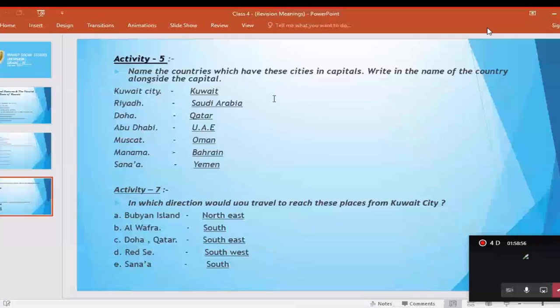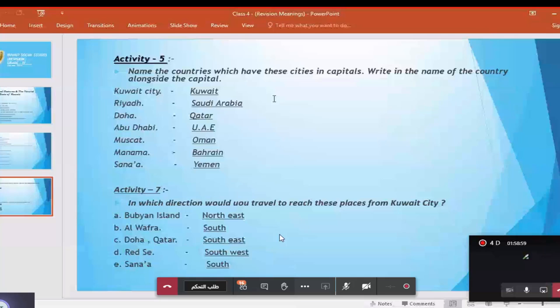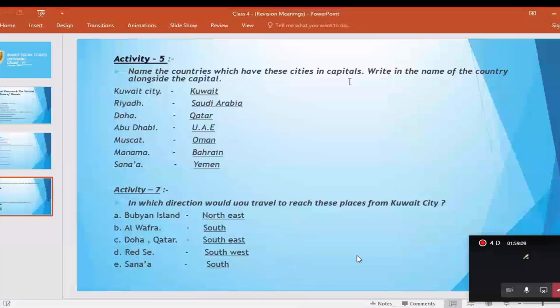Now, activity number 5. Name the countries which have these cities as capitals. Write in the name of the country alongside the capital. See, you have here.